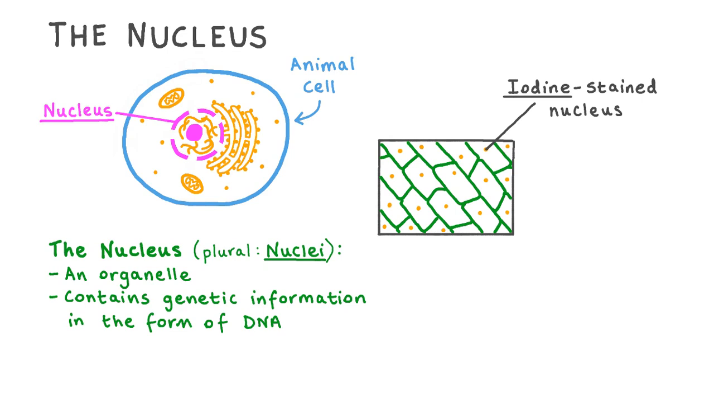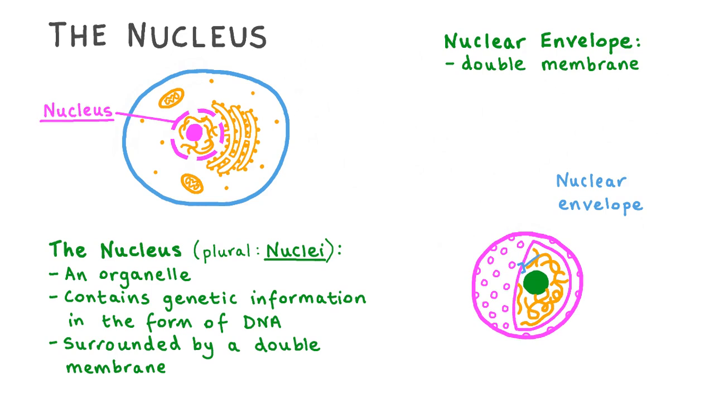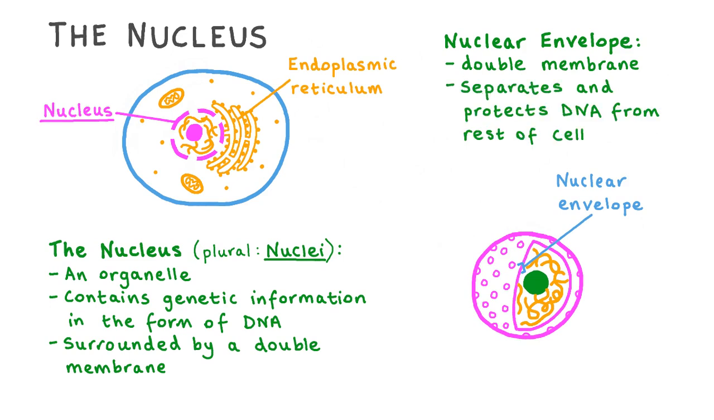The nucleus has a complex interior structure. It's surrounded by a double membrane known as the nuclear envelope, which is usually continuous with another organelle called the endoplasmic reticulum. The nuclear envelope is responsible for separating the contents of the nucleus from the rest of the cell, thereby protecting DNA from reactions that may be occurring in the cell cytoplasm. This is called compartmentalization, and it occurs in all organelles which have membranes.